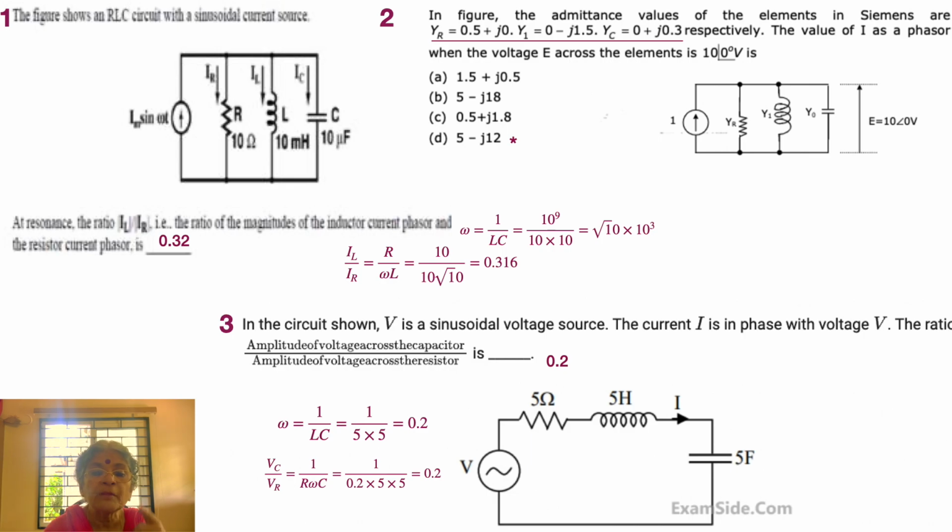Okay, so what do we have here? We have YC as equal to j0.3 and YL as equal to minus j1.5. So the net result is going to be minus j1.2. Okay, and definitely the inductive reactance is larger. So let's see what the current is going to be. That's minus j1.2 into 10, which is going to give us minus j12. So 5 minus j12, which is answer D, is going to be right.